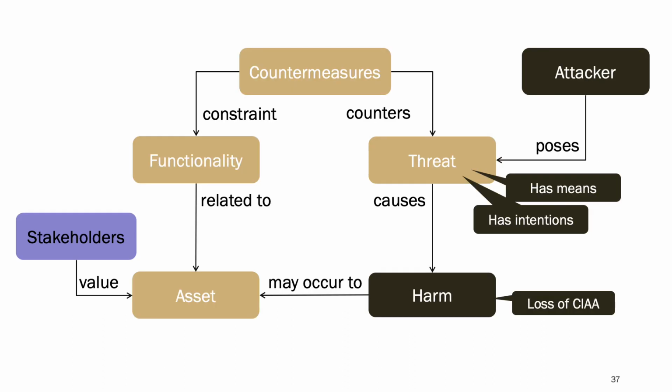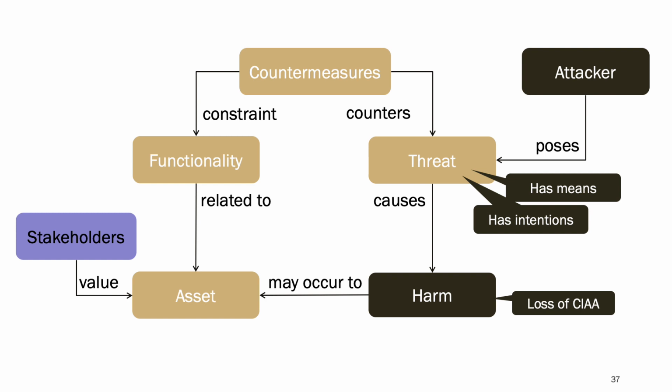This diagram summarizes the relationships between the key security concepts that we just mentioned. So, starting from the malicious attacker: an attacker has the means and the right motivations to pose a security threat, which causes harm, that is, loss of any of the security attributes, which we had as CIAA, that may occur to an asset. The asset is of value to at least one stakeholder and is related to some functionality of the system, which is constrained by the countermeasure countering the posed threat.